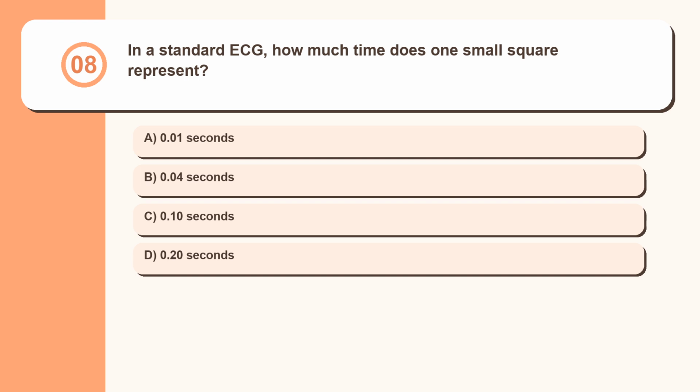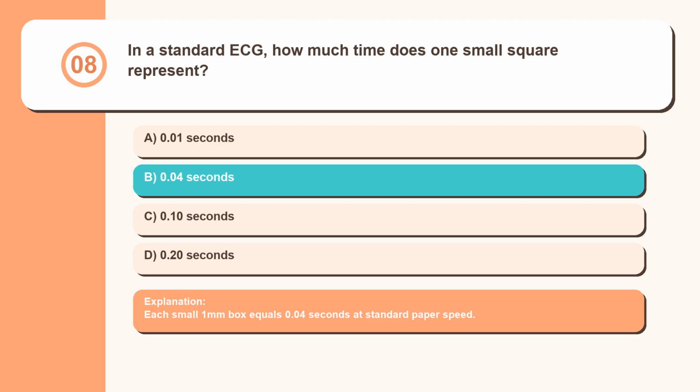Question 8. In a standard ECG, how much time does one small square represent? 0.01 seconds, 0.04 seconds, 0.10 seconds, 0.20 seconds. Each small 1 mm box equals 0.04 seconds at standard paper speed.